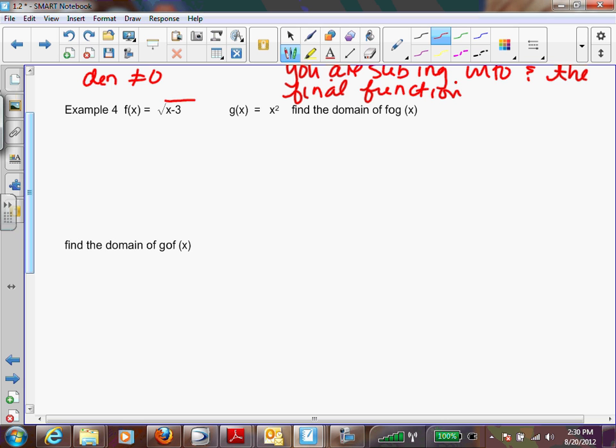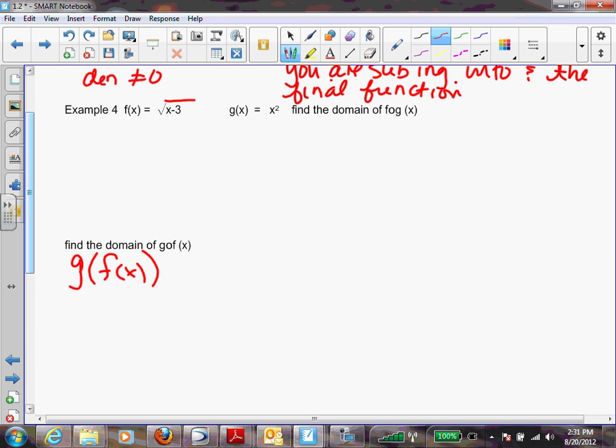Okay, so f of x is equal to the square root of x minus 3. G of x is equal to x squared. I want to know what the domain of g of f of x is. So I'm looking at this. This is g of f this time. I'm putting my f function into my g.